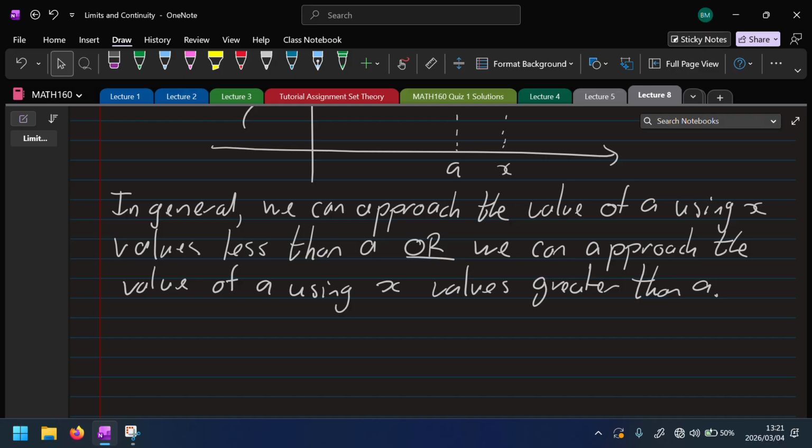I don't think you would have done that in matric, right? Left side limit, right side limit. Did you cover that? No.